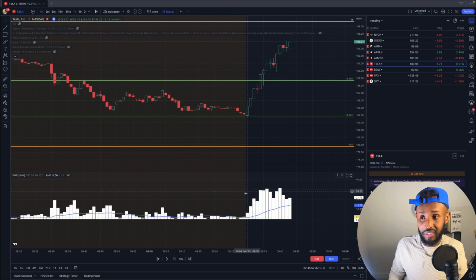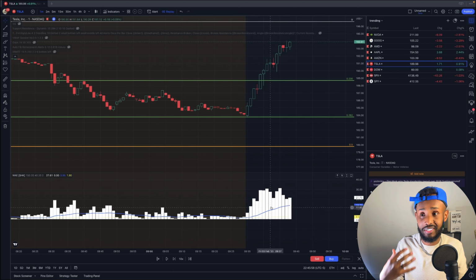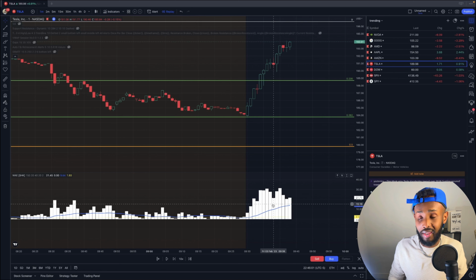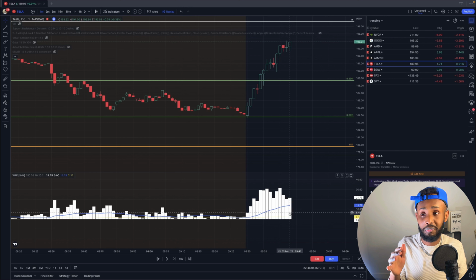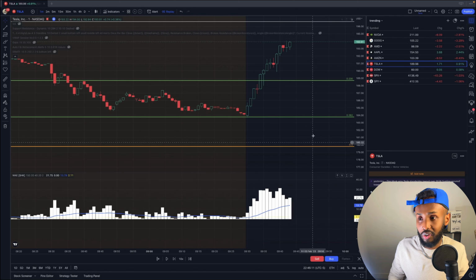So if the candles are above this blue line, that means there are more buyers or more sellers stepping into the markets. And if it is below this level, that means volume is decreasing, which means we may not see movements in the market.